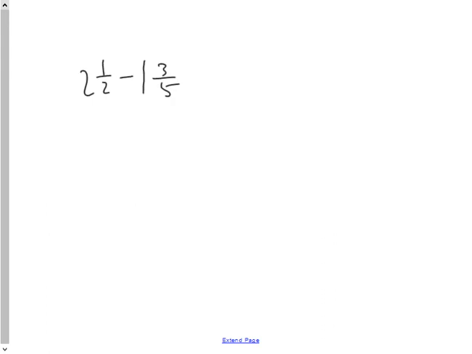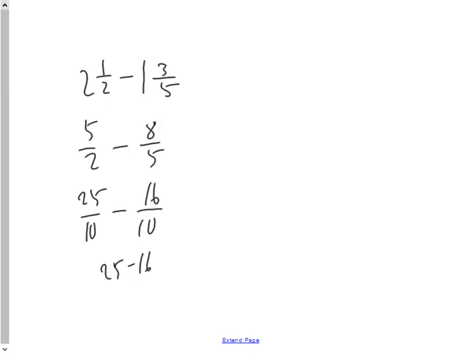Question number, whatever this is: 2.5 take away 1 3/5. You can never subtract fractions when they're in mixed fraction form without being a little bit more complex than they need be, because you could do 2 take away 1, but 1/2 take away 3/5, 1/2 is smaller than 3/5, which means you have to borrow and it becomes complex. And why bother? Why not just say 5/2 take away 8/5? That's the same question. Find your common denominator, make your equivalent fractions, subtract your numerators, and keep your denominator. So much easier. 25 take away 16 is 9, and your final answer will be 9/10.